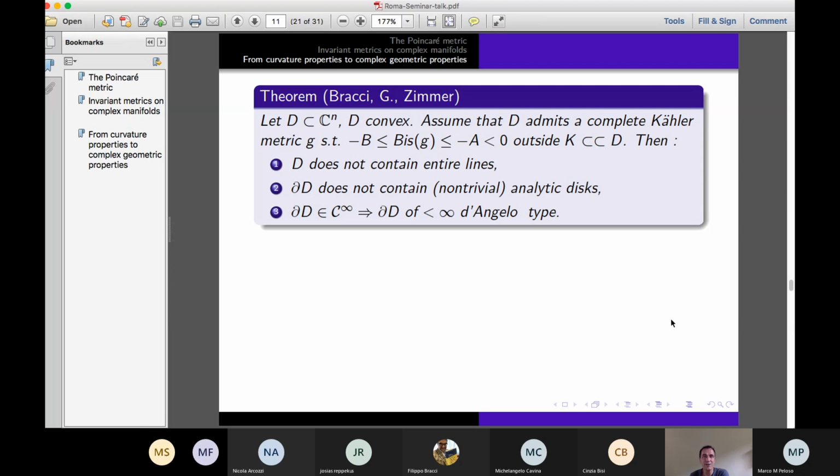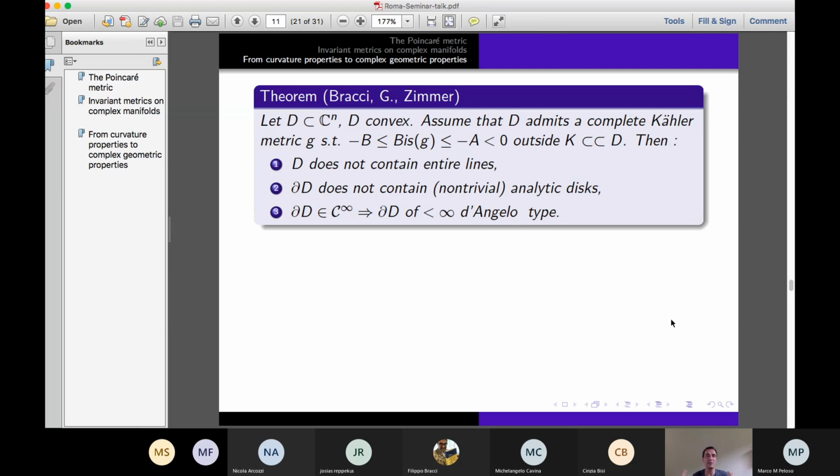So I will just mention here until the end, I will work on a theorem we proved with Filippo Bracci and Andrew Zimmer. As I told you, you need some extra assumption on your domain. Here we consider a domain in Cn, not necessarily bounded, and we assume it's convex. So this is a strong assumption, but we need some assumption. And we assume that the domain admits a complete Kähler metric that is negatively pinched outside some compact set.